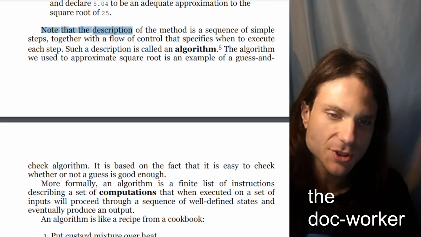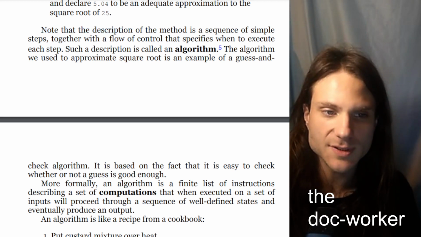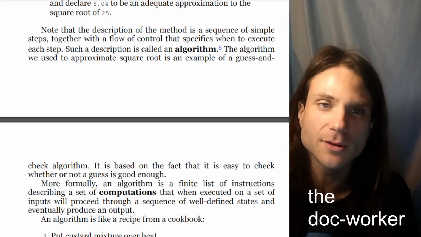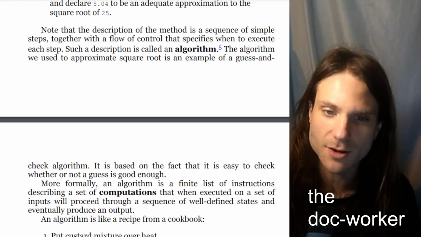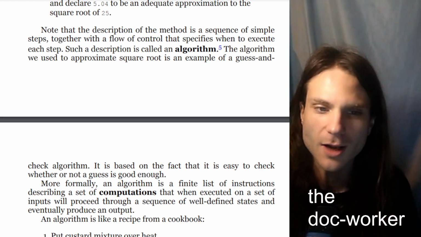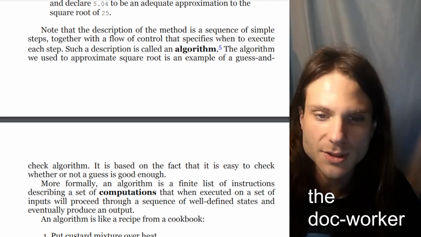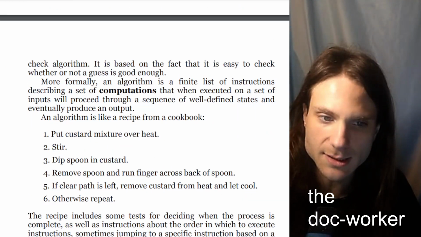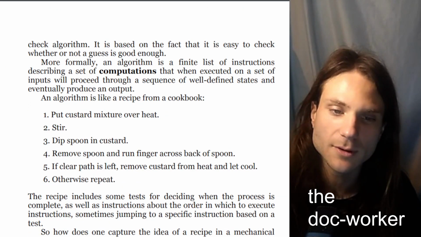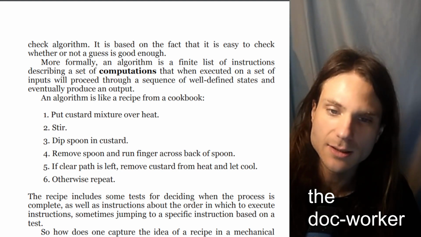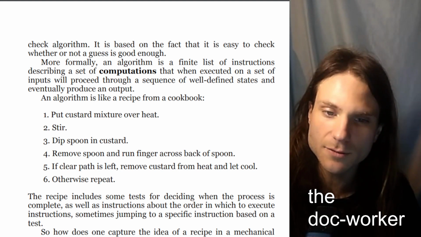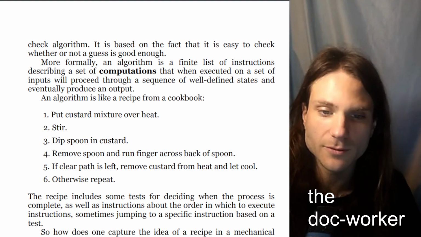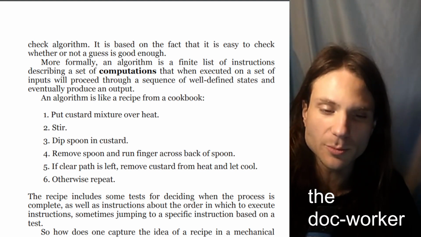Note that the description of the method is a sequence of simple steps, together with a flow of control that specifies when to execute each step. Such a description is called an algorithm. The algorithm we use to approximate square root is an example of a guess and check algorithm. It is based on the fact that it is easy to check whether or not a guess is good enough. More formally, an algorithm is a finite list of instructions describing a set of computations that, when executed on a set of inputs, will proceed through a sequence of well-defined states and eventually produce an output.